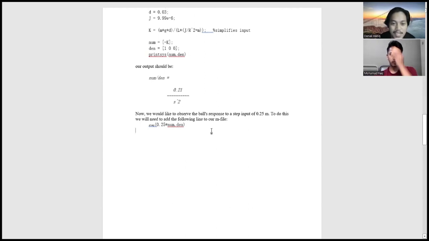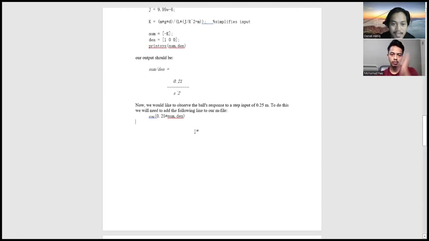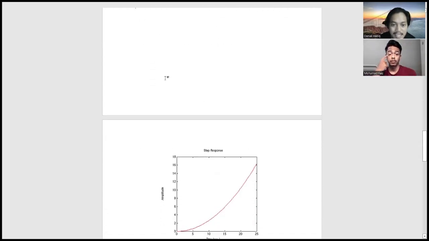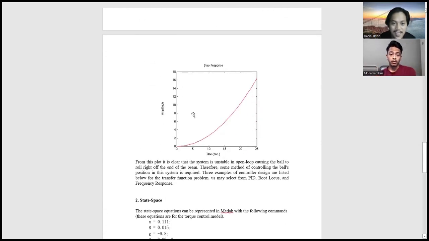Now we would like to observe the response to a step input of 0.25 m. To do this, we will need to add the following line to our M file. So this is the line, and then we will get this output. From this plot, it is clear that the system is unstable in open loop, causing the ball to roll right off the end of the beam. Therefore, some method of controlling the ball's position in this system is required. Three examples of controller design are listed below for the transfer function problem, where we may select from PID, root locus, and frequency response.